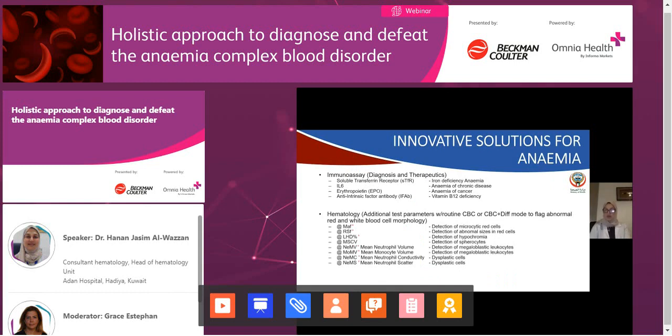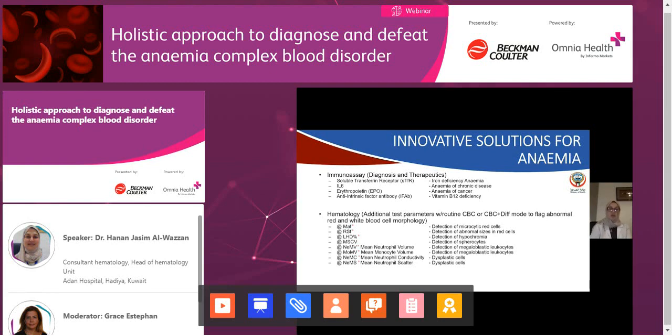So with the unique expertise of hematology and immunodiagnostics, Beckman Coulter is providing new parameters for diagnosis of anemia, like the immunoassay for interleukin-6 for anemia of chronic disease, erythropoietin level for the anemia of cancer or anemia of renal impairment, the intrinsic factor antibodies for the diagnosis of B12 deficiency, and the soluble transferrin receptor for diagnosis of iron deficiency anemia or combined anemia.